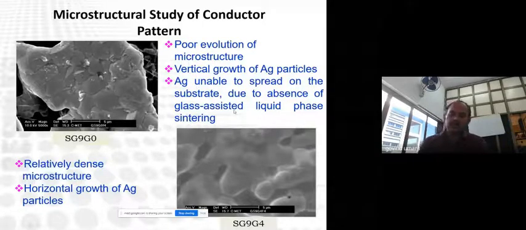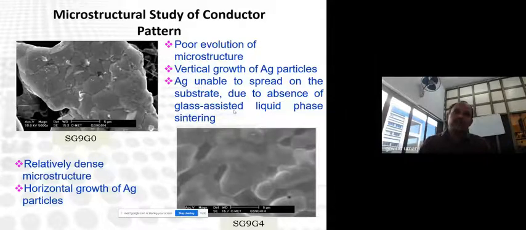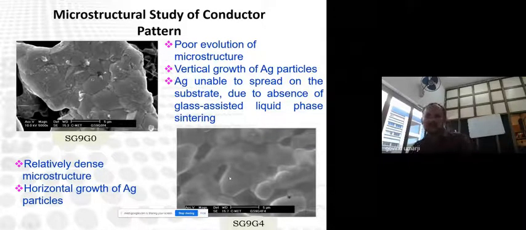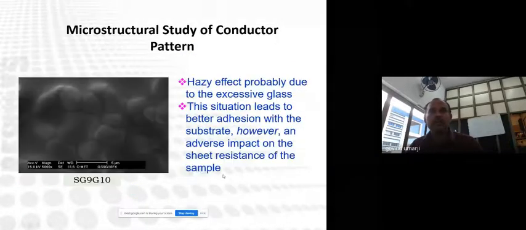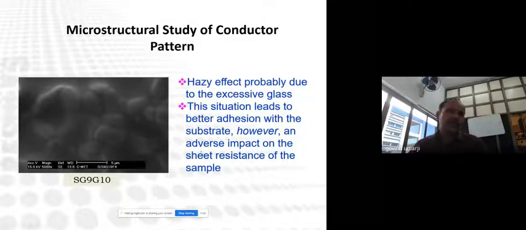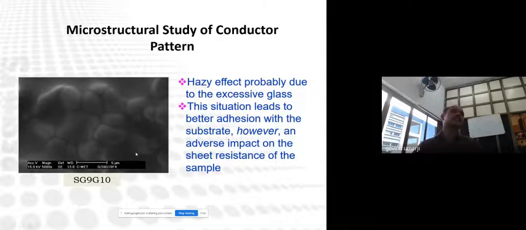That's what I'm telling: we require some glass liquid phase to grow and spread the silver. As compared to that, with the 4% glass-containing composition, we got a denser microstructure with horizontal growth of silver. And when we see the 10% glass, yes, there is a hazy effect observed, which is due to the excess of glass. This situation leads to better adhesion. Of course, there is a large percentage of glass, but there might be an adverse impact on the sheet resistance of the sample.